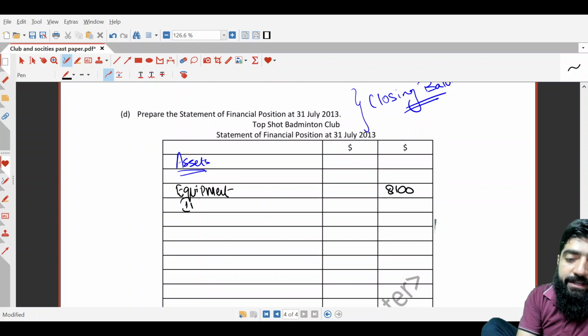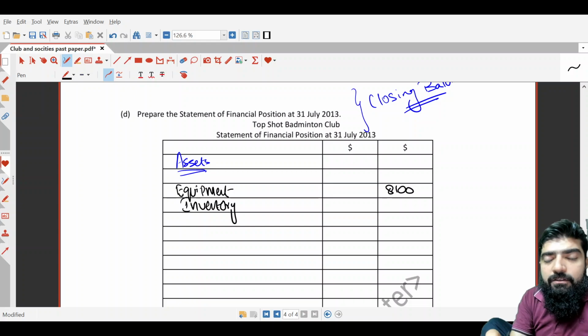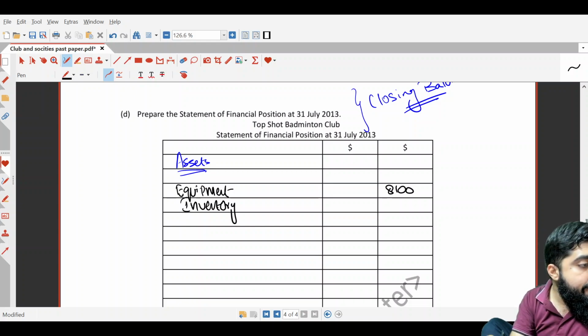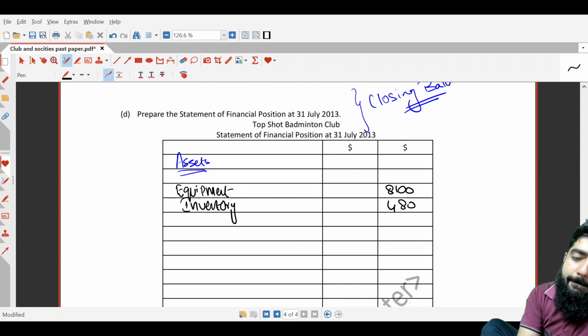Inventory. Inventory refreshment closing balance. Remember, the closing balance will be incorporated. How much? Yes, 480. Next, we have bank. Very good. Closing balance of the bank: 1,420.